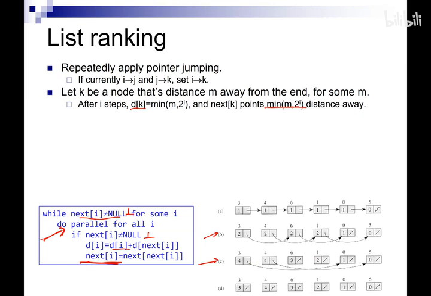And then if you run this for another iteration, the first 8 nodes are going to have the correct d values, and their pointers are going to point at this distance away. So you can show that we're going to maintain these invariants, and since the final distances are all going to be at most n, where n is the number of nodes, this algorithm is going to terminate after log n steps.